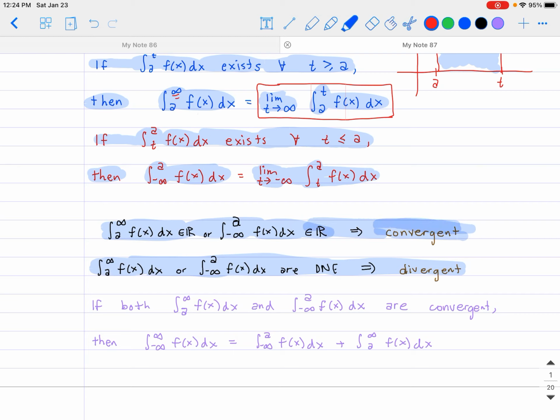Convergent and divergent should sound familiar because you've dealt with them back in Algebra 2. Converging means that it adds up to some sort of finite value, whereas divergent means that it does not add up to some sort of finite value.